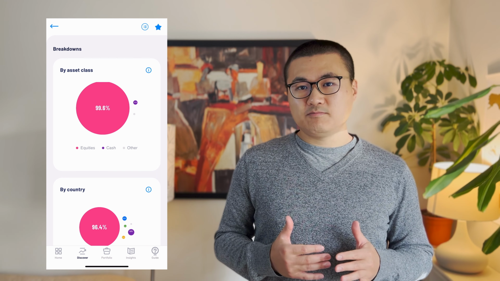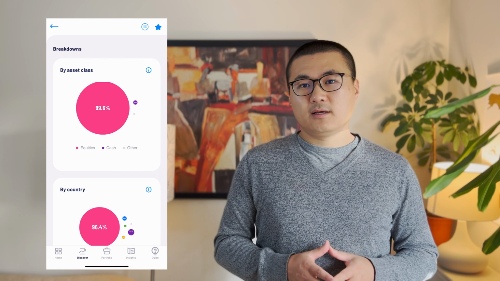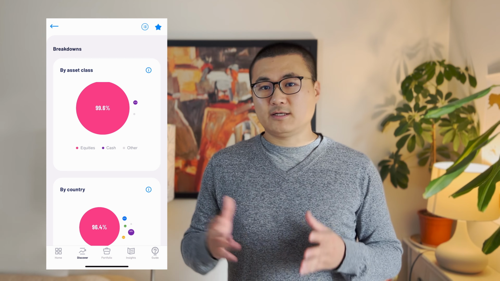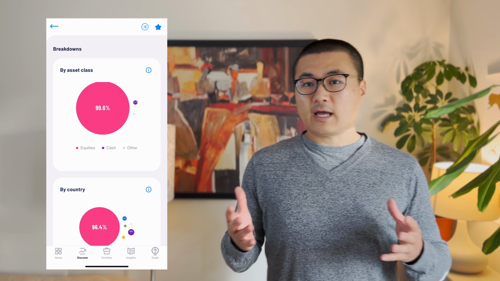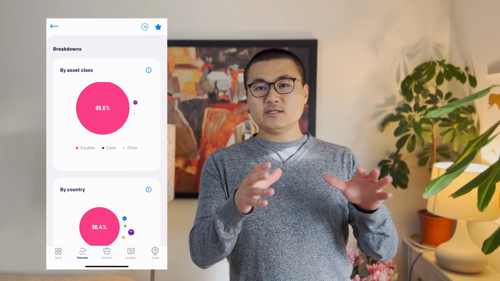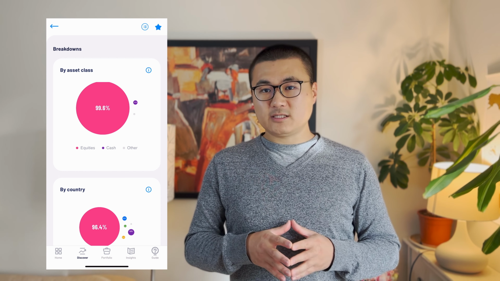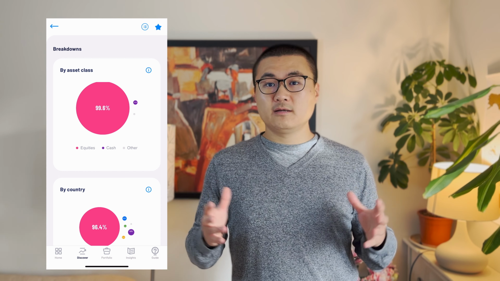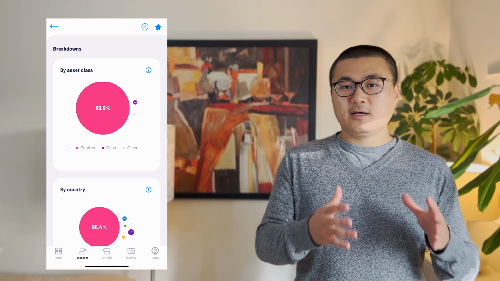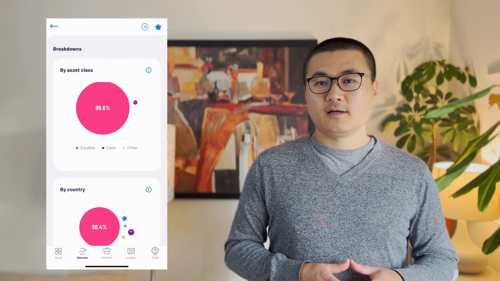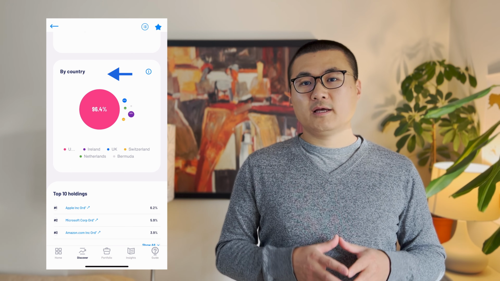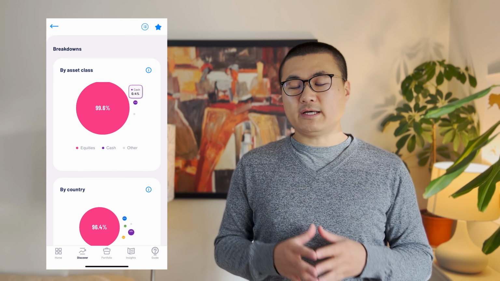And what does asset class mean? It simply means is it investing in equities, fixed income, other asset classes such as commodities and currencies, or cash. And since this is an ETF that tracks the underlying S&P 500 index as its benchmark, not surprisingly, the vast majority of the fund is invested in equities. And as for countries, it's predominantly invested in the US.